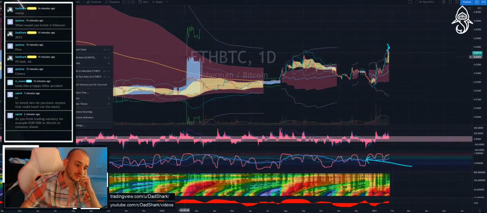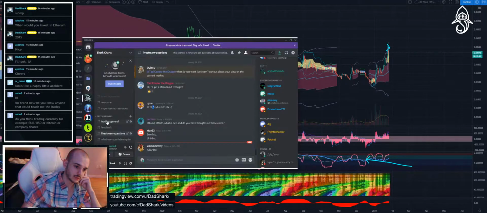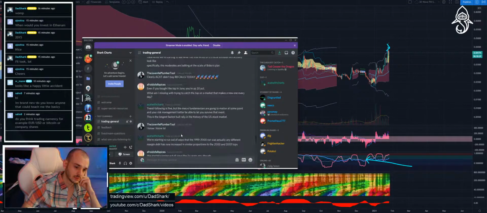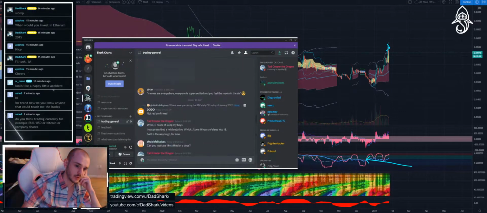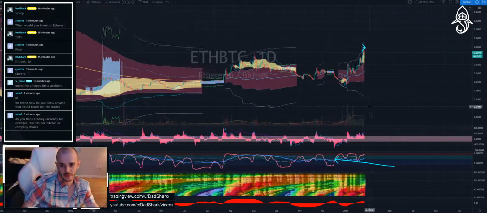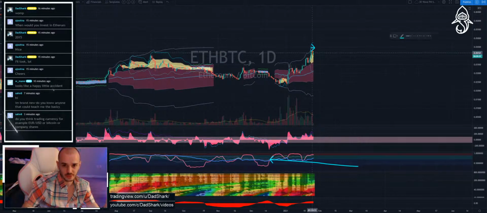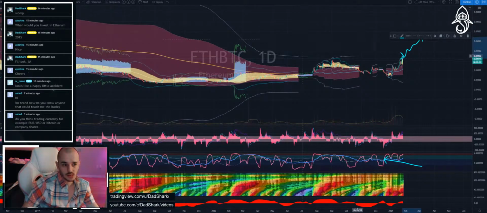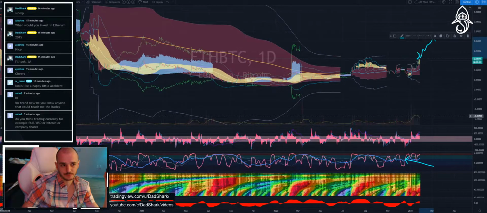But there's a pretty cool chart that's posted on the Discord. It was a bit meme-worthy, but I liked it. Phase 1: flow of money moves into Bitcoin, causing price surges. Phase 2: Ethereum. Ethereum is outperforming Bitcoin, and we all hear talks of the flipping. That's where we are right now. And then the large caps perform well, and then it's alt season. So I think ETH is going to do well regardless, and I think we're just going to blast through this. ETH should perform well for a while longer, I'd say.